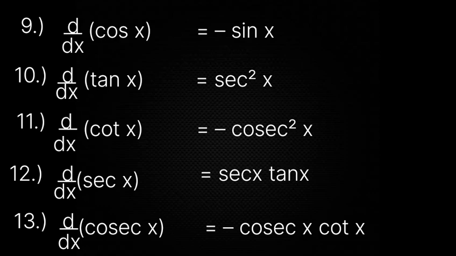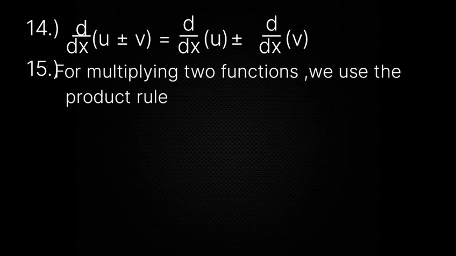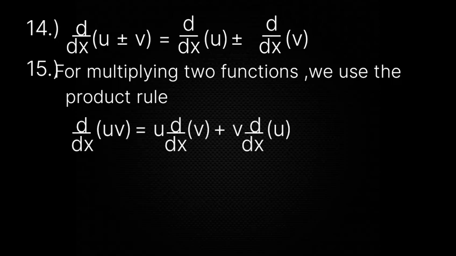Finally, we have the core algebraic rules for combining different functions together. For addition and subtraction, the rule is straightforward. You just differentiate each function individually and keep the sign the same. For multiplying two functions, we use the product rule, which is the first function times the derivative of the second function, plus the second function times the derivative of the first function.